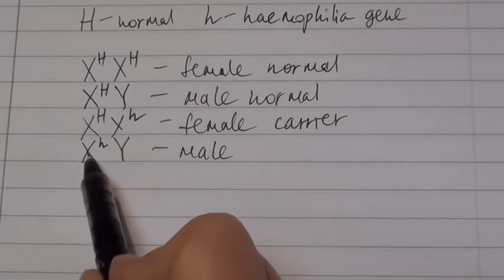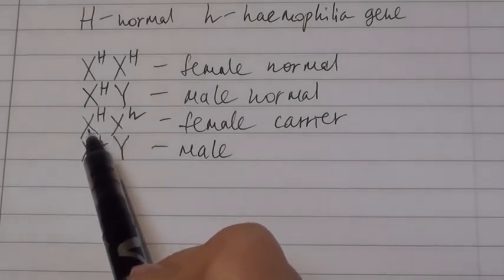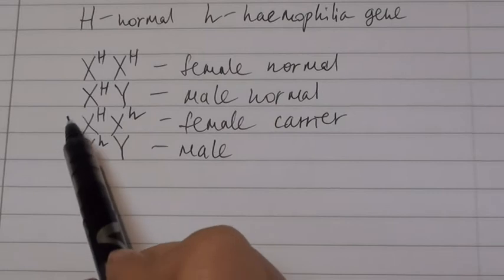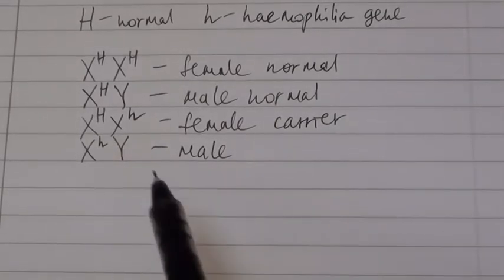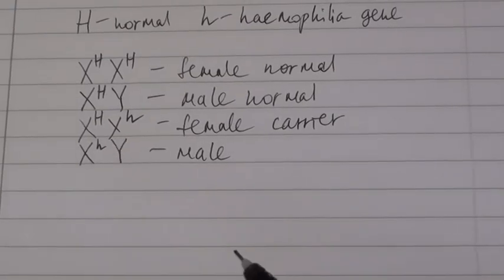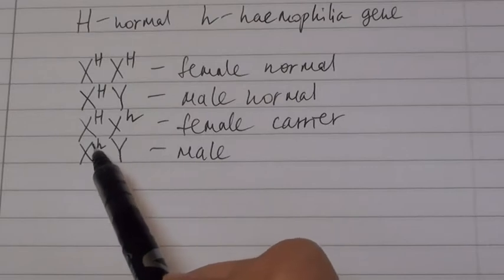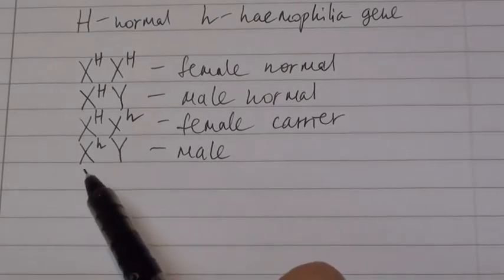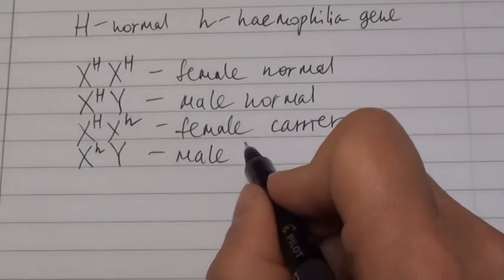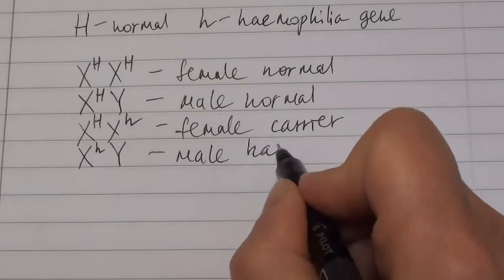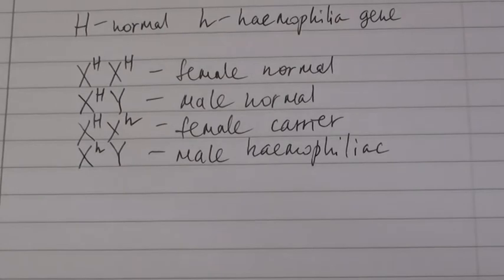And here is the trick, right? Unlike my female carrier who had this second X chromosome with a healthy gene, the Y chromosome does not contain that gene at all. So there is nothing here to override, to overpower this faulty gene. And that means that the male is going to have hemophilia. So this is going to be a male hemophiliac, a person who is actually going to have the disease.